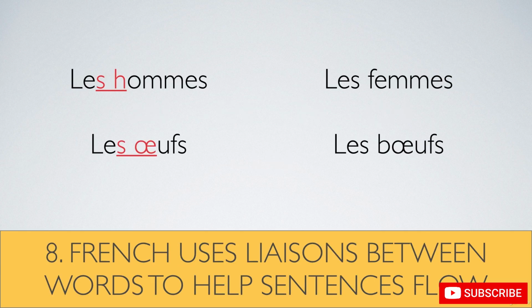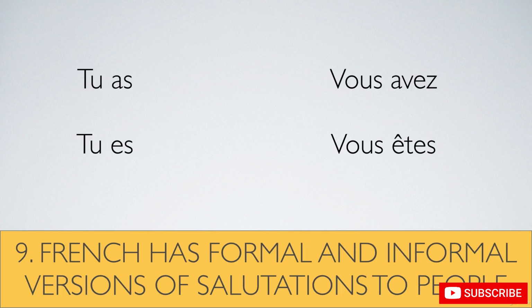Number 8, French uses liaisons between words to help sentences flow better. So here we have an S. With S's, when they come before a vowel, it makes a Z sound. So for example, les hommes, as opposed to les femmes, where the S isn't pronounced. We have les where the Z is there, as opposed to les bœufs, where the S isn't pronounced.